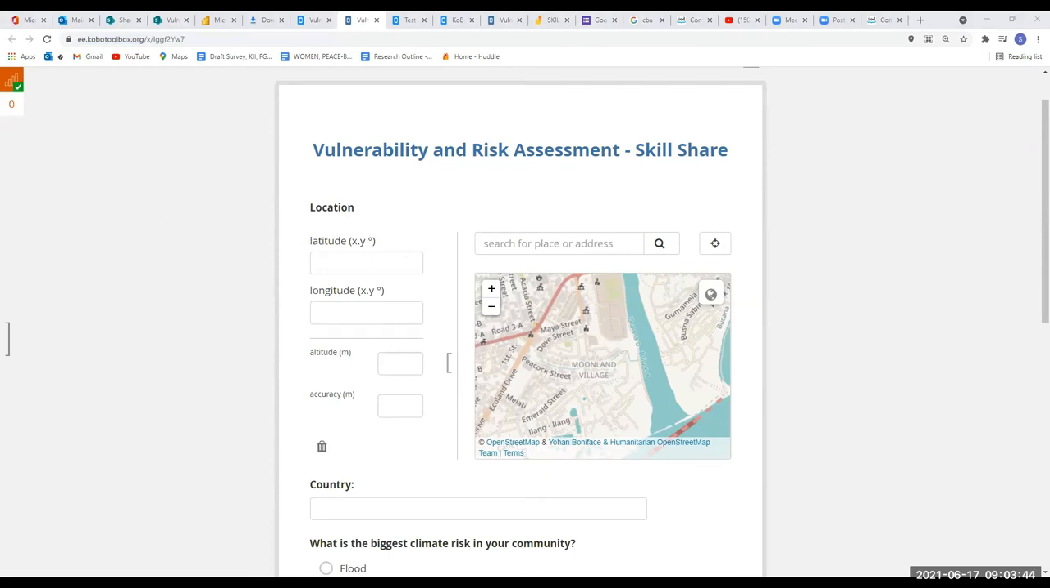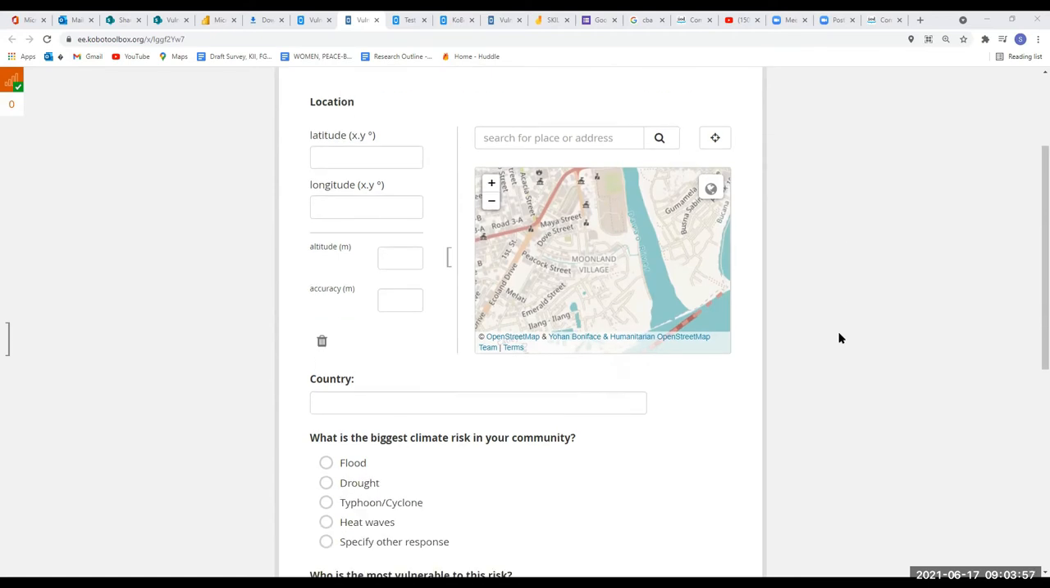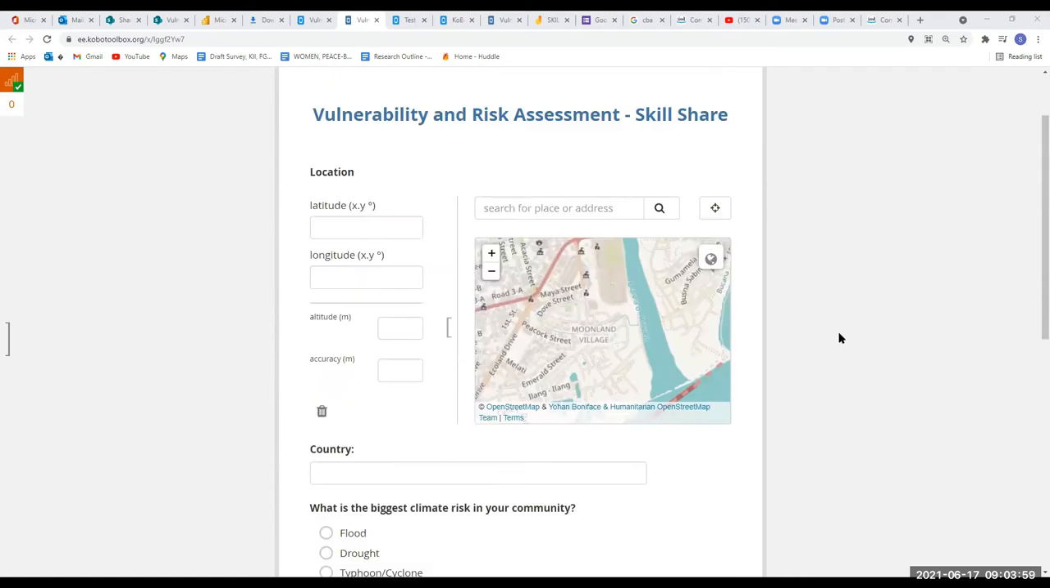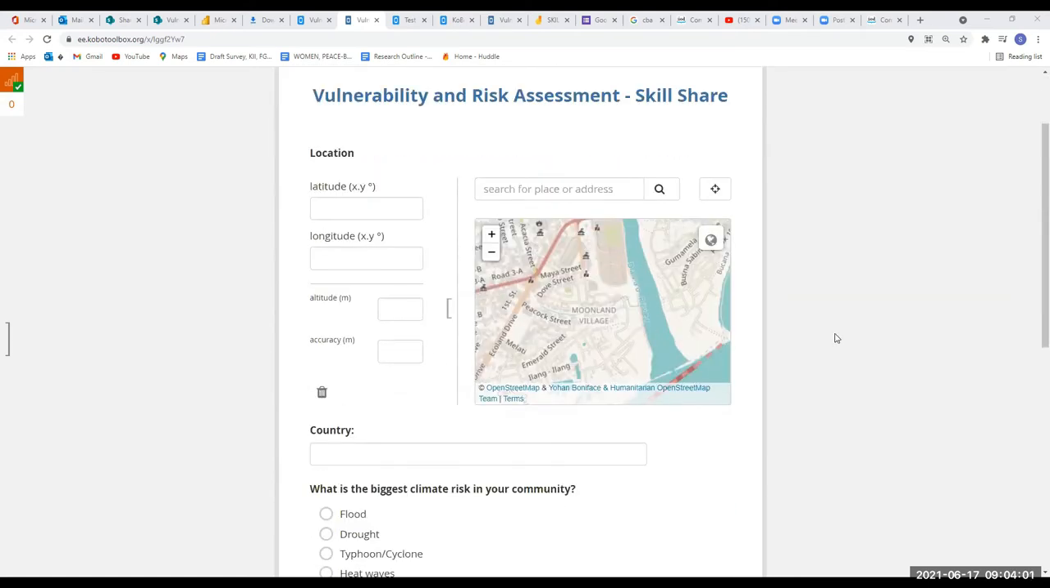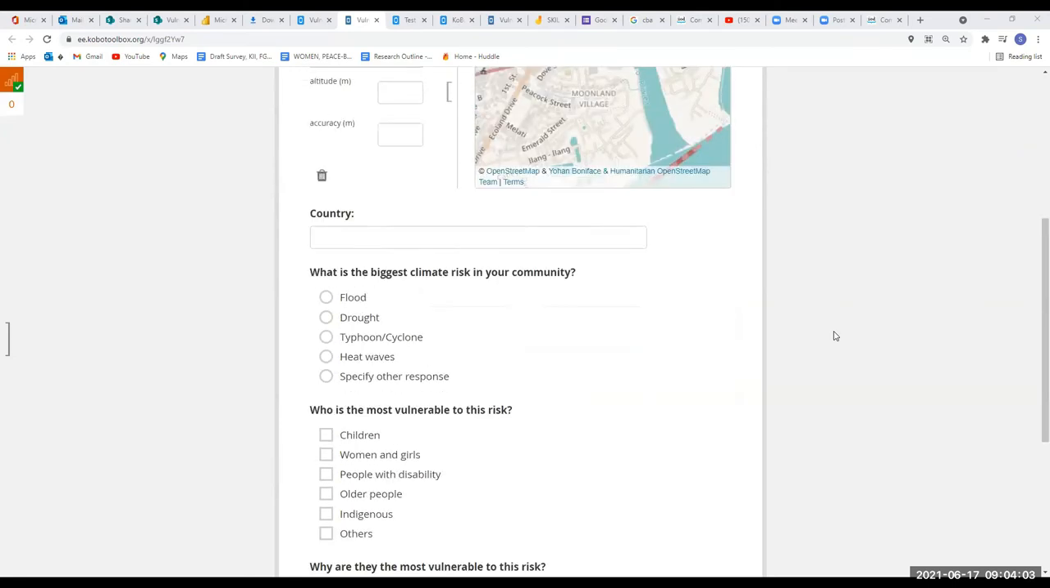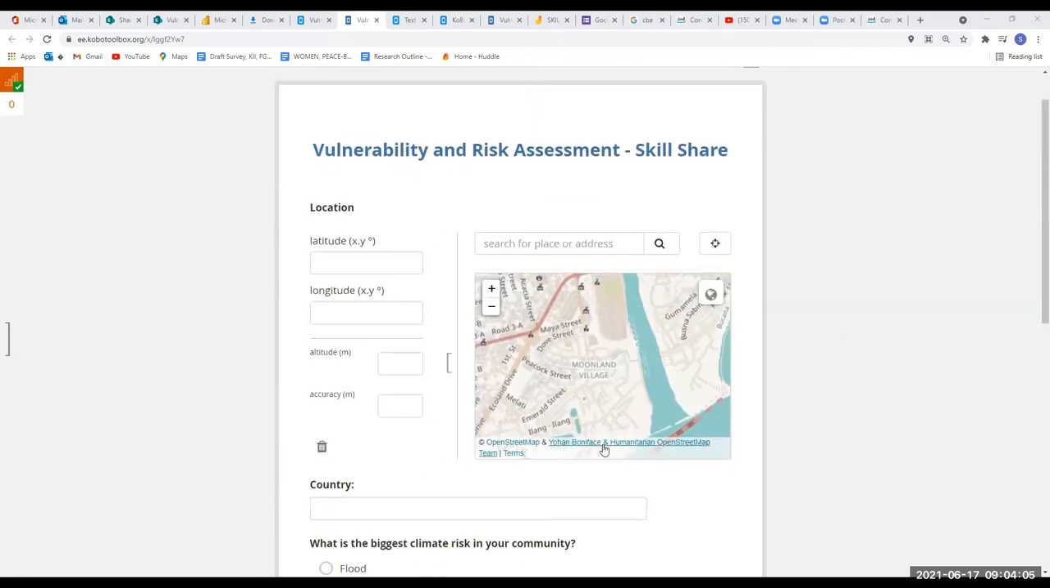Yeah. So I have just posted the link to this form in the chat box. So you can try to fill it up based on the context from the country or place where you are from. We have created this for the purpose of this exercise. So for this geo point, there are three ways to populate the data.